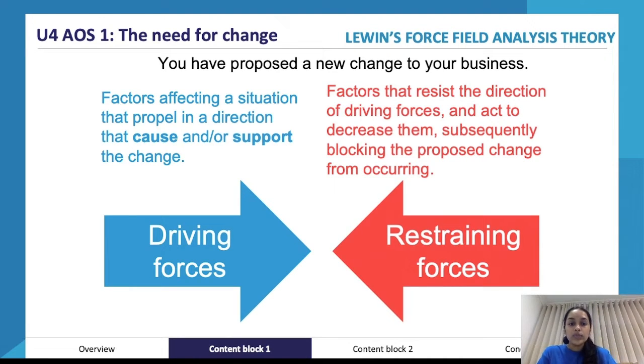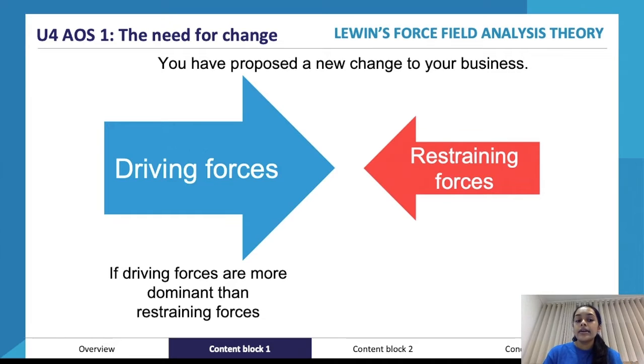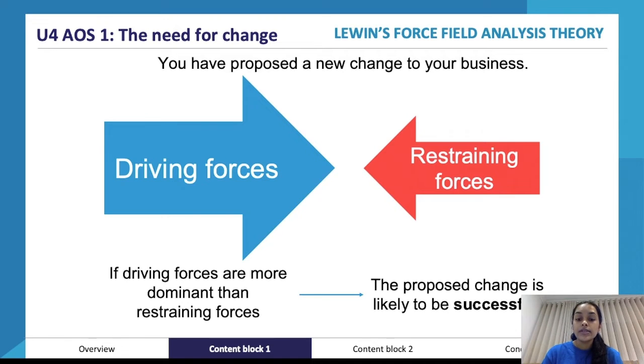Like we established before, our driving forces are the factors affecting the situation that propel it in a direction that causes or supports the change. And our restraining forces are the factors that resist the direction of driving forces and act to decrease them, which ultimately blocks the proposed change from occurring. But if the driving forces are more dominant, or overpower our restraining forces, then our proposed change will be successful.